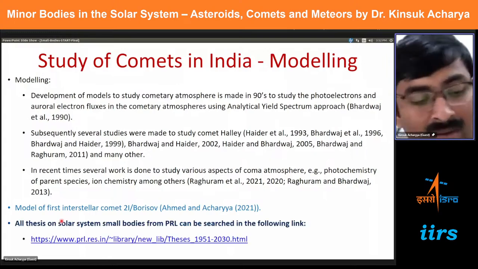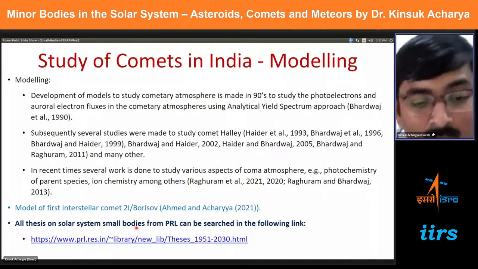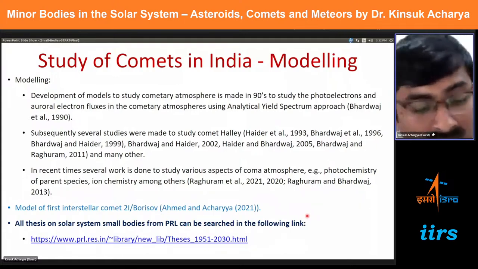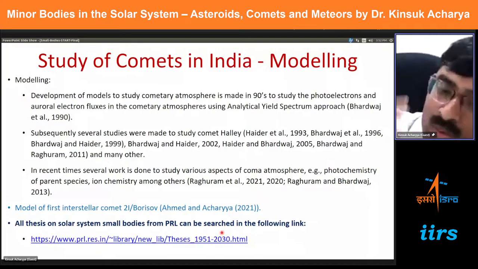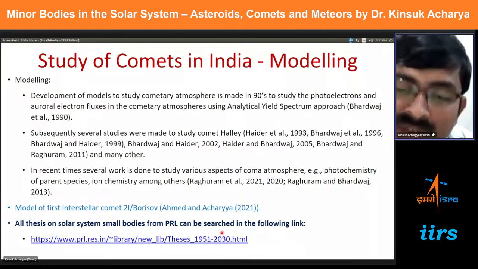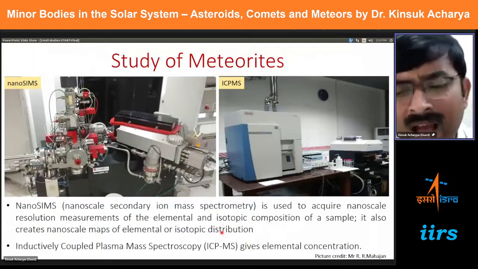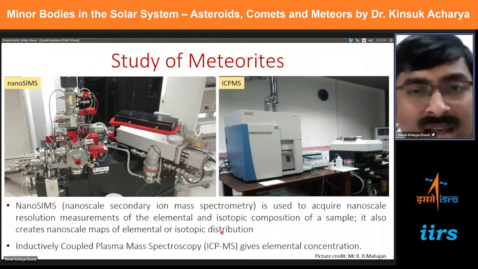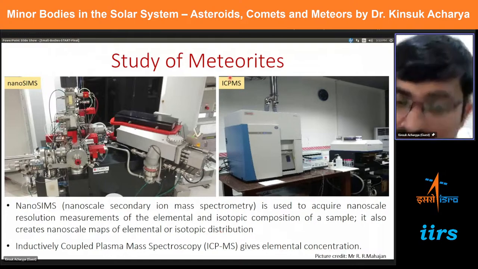Not only that, at PRL all the theses are archived. All the theses on solar system small bodies from PRL, be it comets or asteroids, you can search at this link. When you go to a thesis, do read the introduction chapter. That gives you a very fantastic flavor of the full subject. Then, of course, we have very cutting-edge instruments to study meteorites. As I have already told you, meteorites are basically pieces of asteroids.